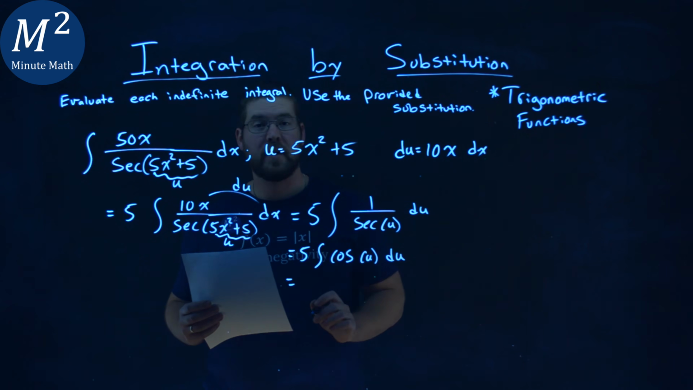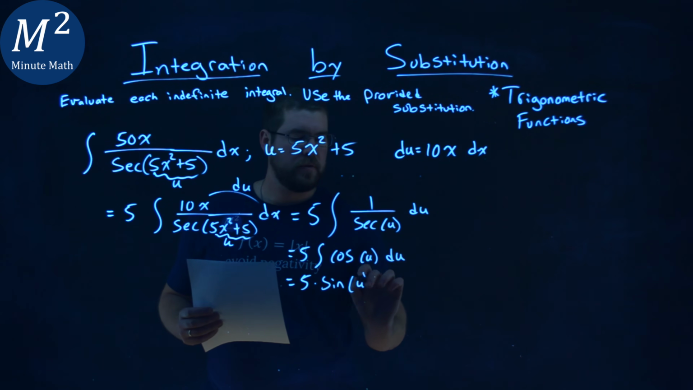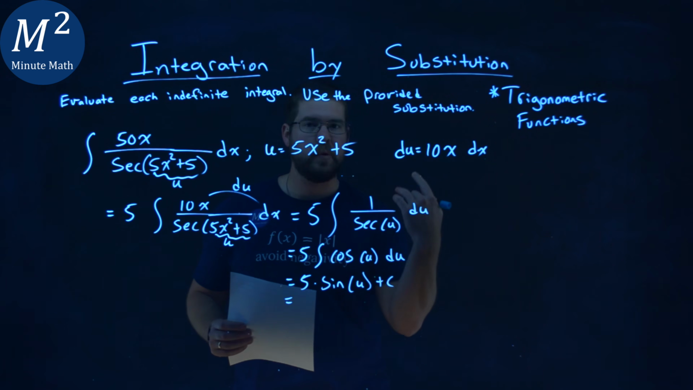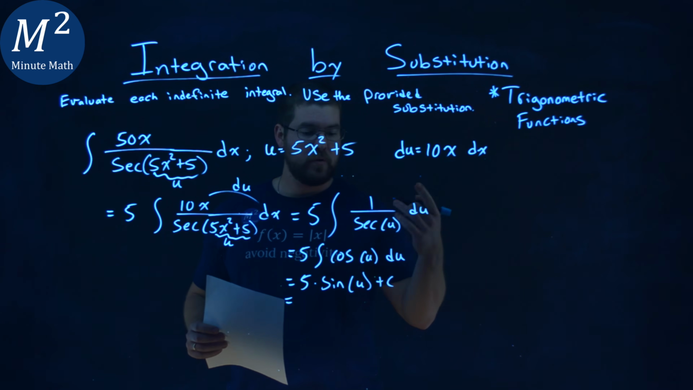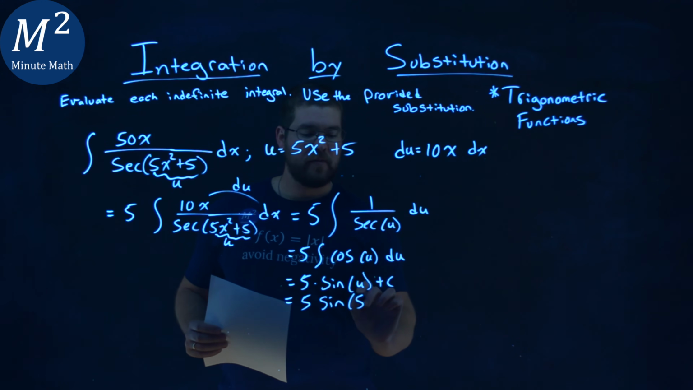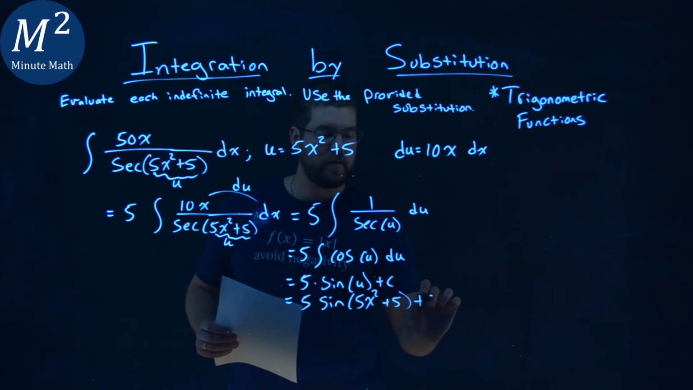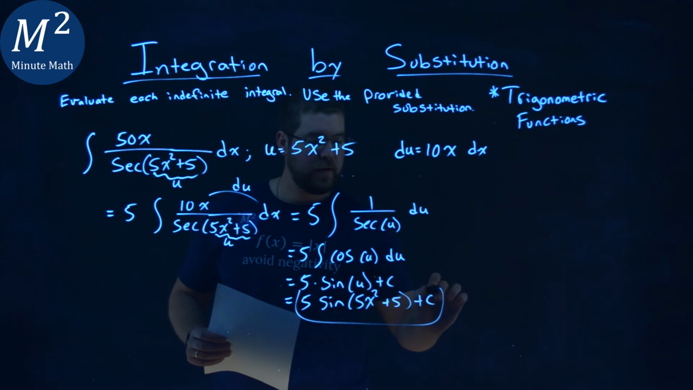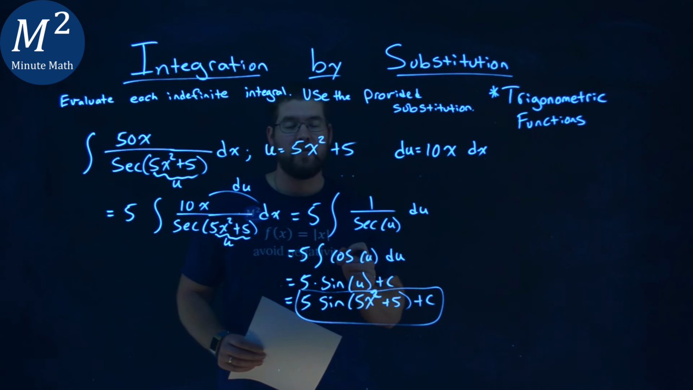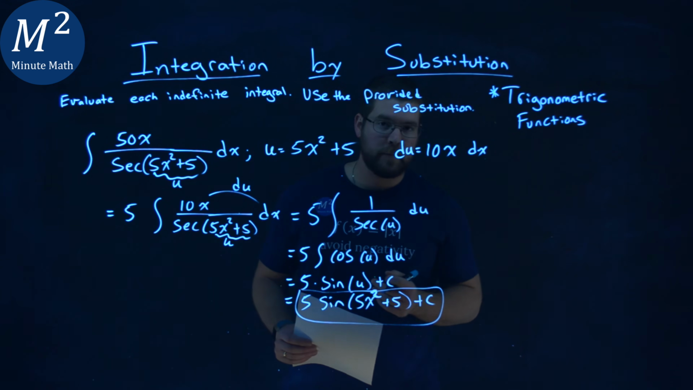The integral of cosine is sine, so we have 5 times the sine of u plus c here, and then we just need to plug u back in. u goes in here, 5 sine, u is that 5x squared plus 5, and don't forget the plus c. So our final answer here is 5 times sine of 5x squared plus 5 plus c.